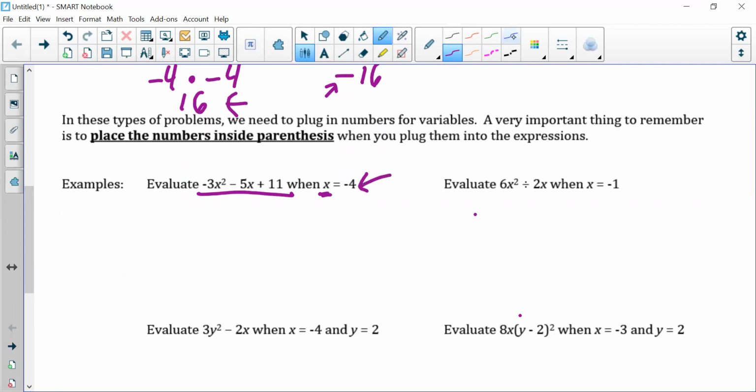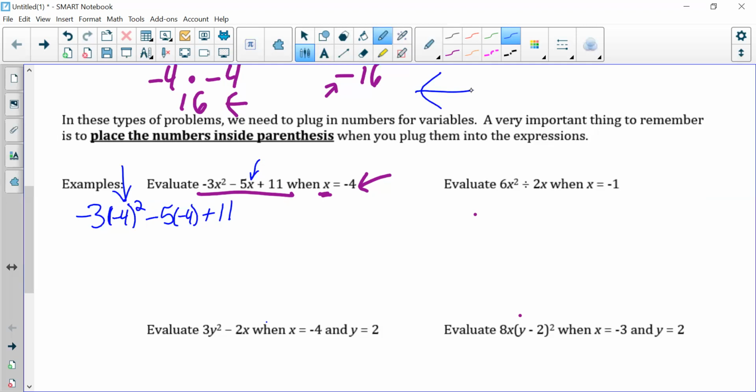So let's do that. I have -3. Look, I have an x. Everywhere I see an x, I want to put a -4 in. So parentheses, -4, to replace that x, squared, minus 5, got another x, parentheses, so times -4, close parentheses, plus 11. All right, we plugged in our numbers. Do you see why it's important to have that -4 in parentheses? Just like we did up here, 16 is not the same as -16.